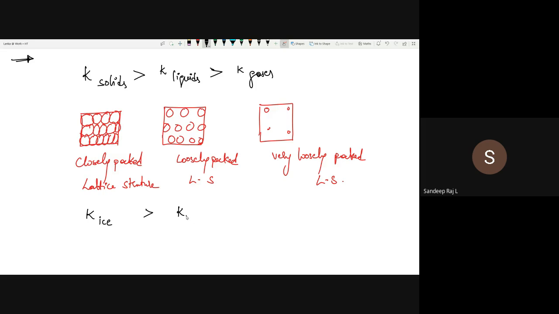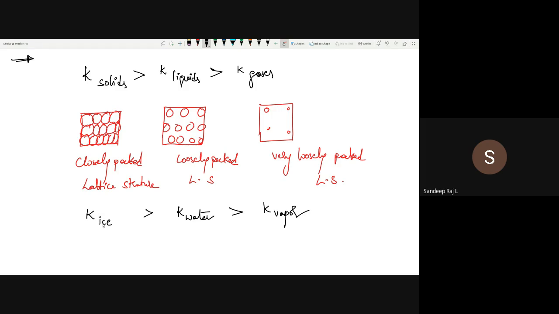Water in liquid form. Water in gaseous form. Agreed? Solid state, water is nothing but your ice. Ice will have very huge thermal conductivity when you compare it with the water. And when you go to the vapor, the thermal conductivity is very less.